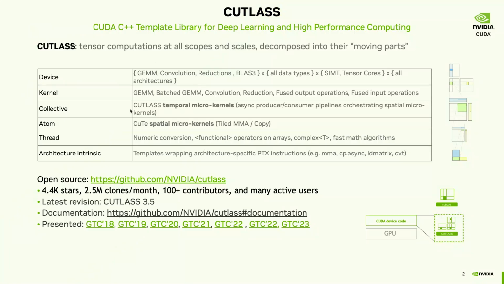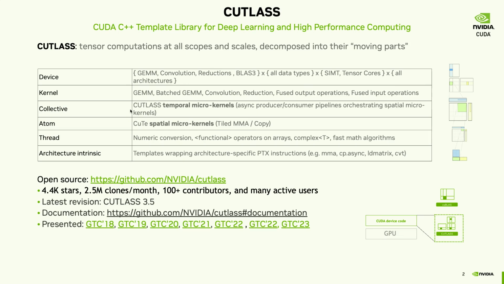If you are not familiar with what CUTLASS is, I'll give you a quick rundown. CUTLASS is a C++ template library for linear algebra subroutines that is very frequently used in deep learning and HPC domains. It decomposes tensor computation at all levels along the moving parts and across a conceptual hierarchy such that you can target it at various levels.